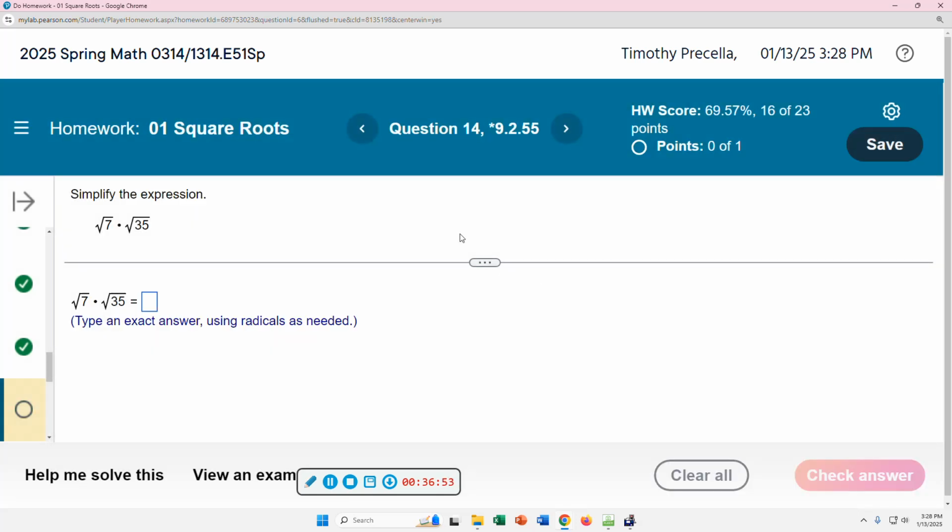Does that red rule apply on number 14? No. Okay, we don't have the same thing under both square roots. So let me see. Number 14, let me write it down. The square root of 7 times the square root of 35. Probably want a calculator to use on this.